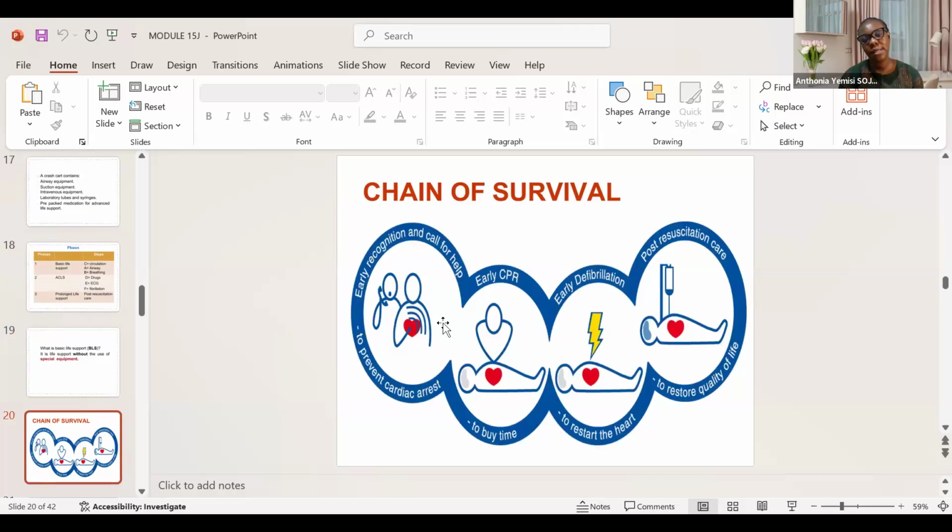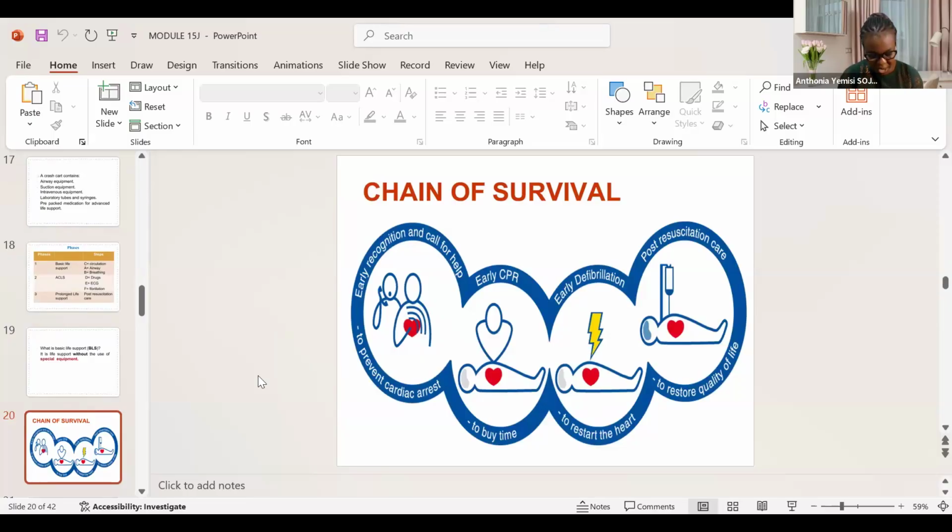This is a picture trying to explain it. You find that the patient is not breathing, call for help immediately. While waiting for help, you start the chest compression to buy time. As you're giving the chest compression, you would also be giving rescue breath till some other team of medics comes around to be of help to you.